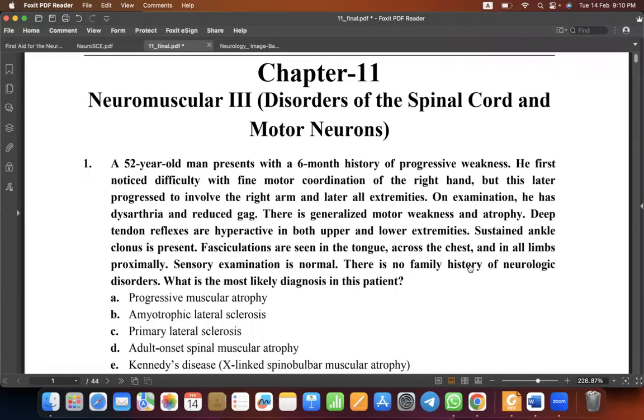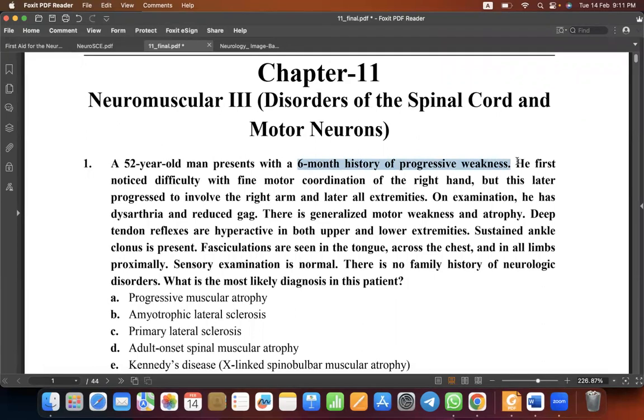Hello, welcome again. Today we are going to solve some neuromuscular questions. Certainly that includes some neurological high yield points as well. So let's talk about a 52-year-old man who presented to us with a 6-month history of progressive weakness.